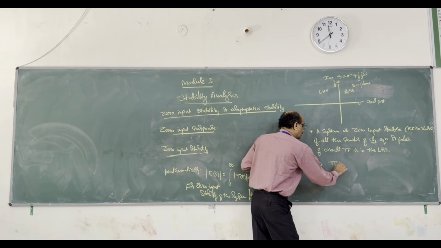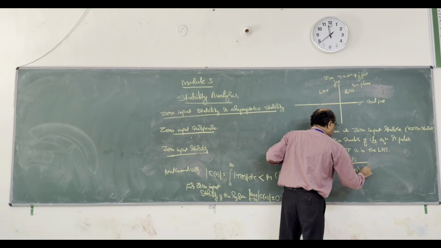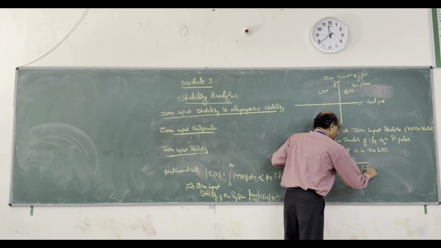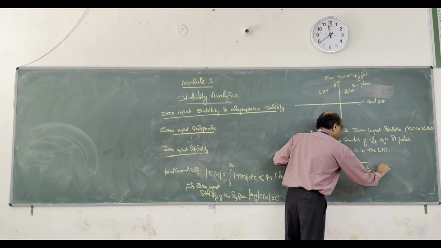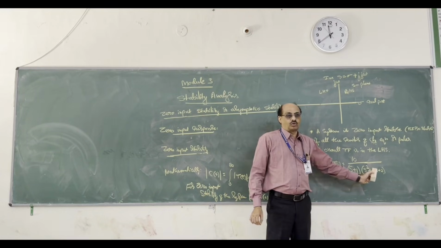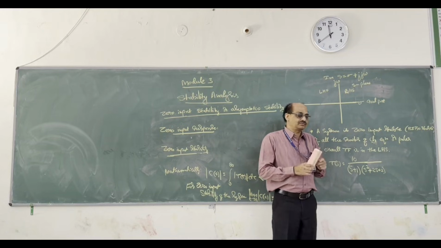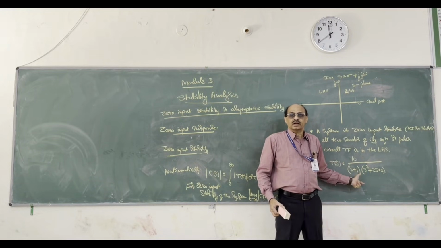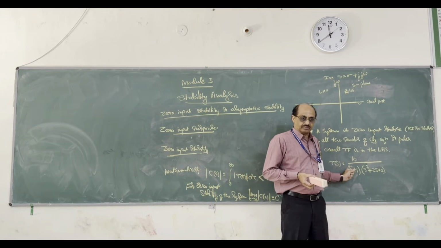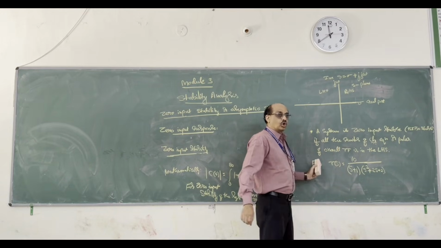Then we say, so for example, let me take one example. T of s is equal to 10 by s plus 1 into s square plus 2s plus 2. So how many poles do you have? 3 poles you have. The roots of the characteristic equation, or denominator polynomial of T of s, are simply the poles.